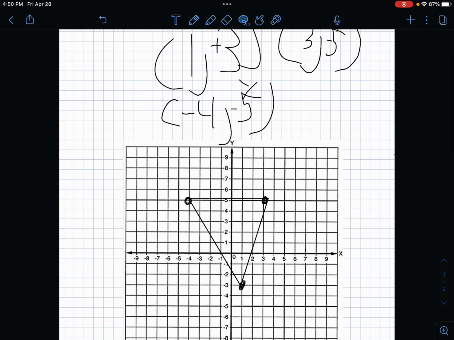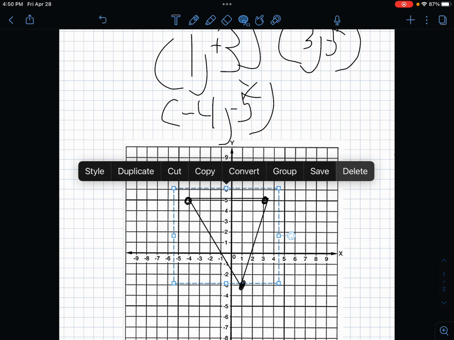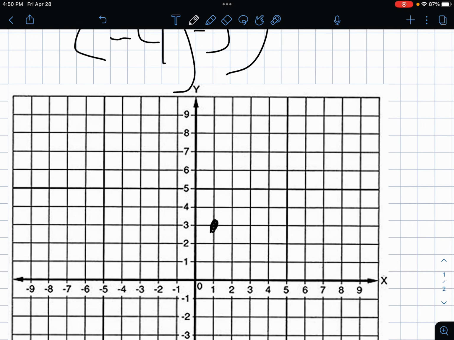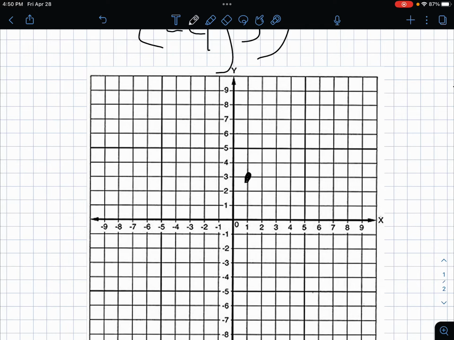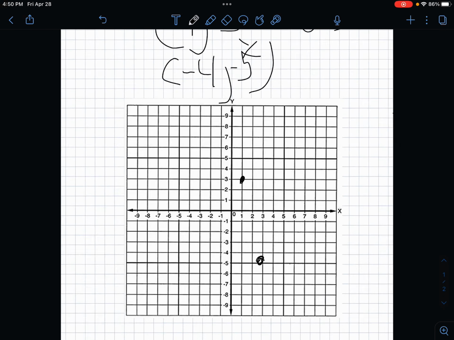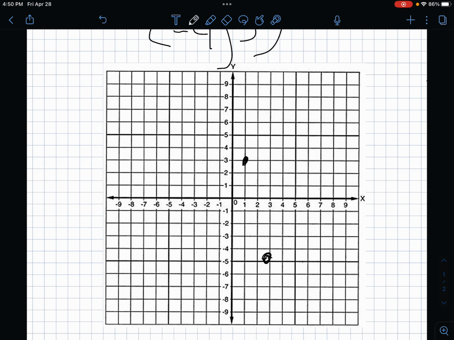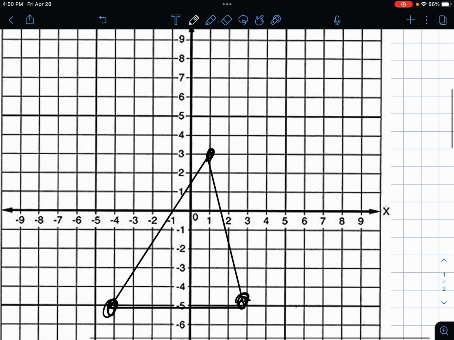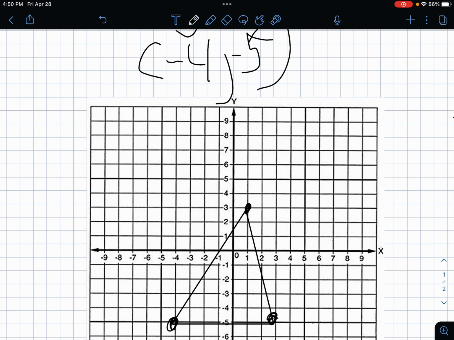Let's go right now and write down our new graph. So instead of our previous one, we now have 1, 3, 3, negative 5, and negative 4, 5. So again, they just flipped. So right here, this would be our new image. Not our pre-image. The pre-image is always going to be the first one. This would be our image now.